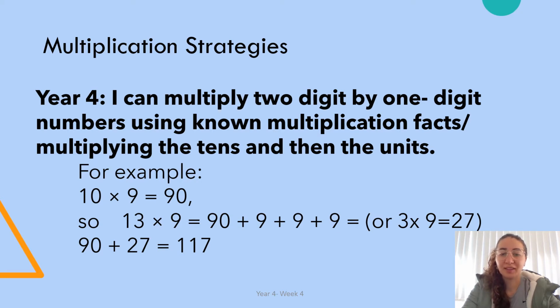When we've got this, we then go to the next step, and remember to always show your working out like I have. You would do 90 plus 27 and it would equal 117. So here, it's an example of how we can use what we know to solve a different or more difficult double-digit by single-digit multiplication question.